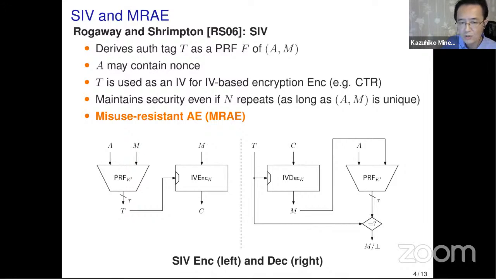M is unique, the T is expected to be random. This makes the encryption secure. And this structure is called the misuse-resistant AE, or MRAE for short.